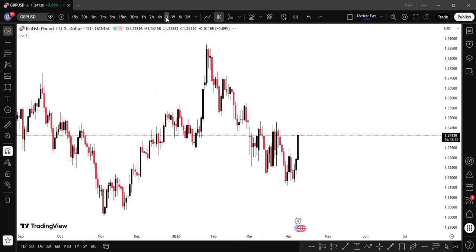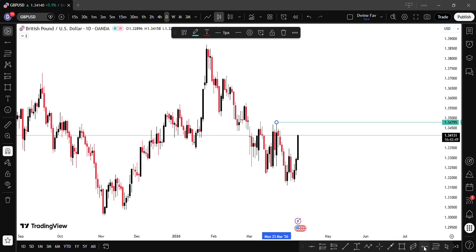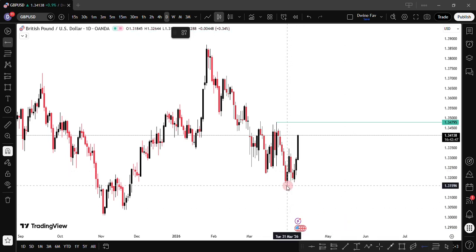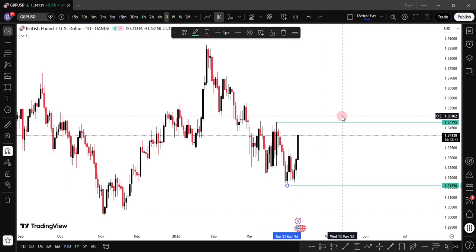So we need to wait and see what's happening. Right now it's heading up. It created a double bottom as well here, and then it's heading up. So with that, the buy side liquidity is over here, sell side is down here. Let's do that physically. Buy side, and this one here is sell side.